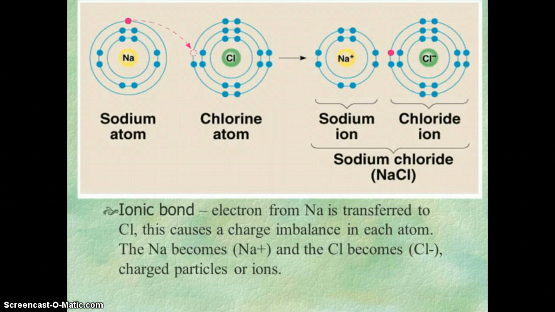Alright, so ionic bonds are where the electron from one is transferred to another. So let's talk about the example sodium chloride. We know the chemical formula is Na, 1 atom of Na, and 1 atom of Cl. So 1 atom of sodium and 1 atom of chlorine bond to make NaCl, which is actually salt.